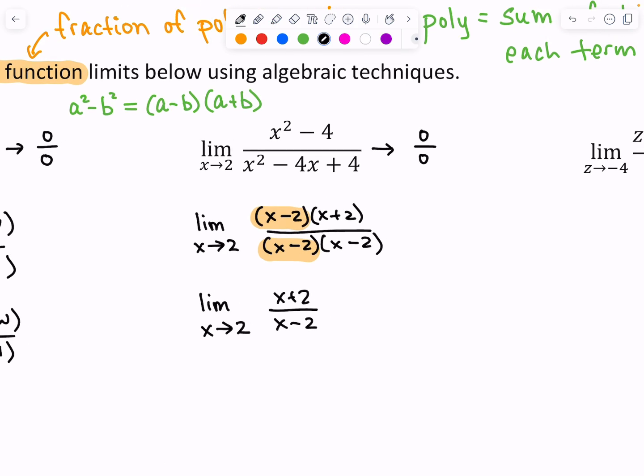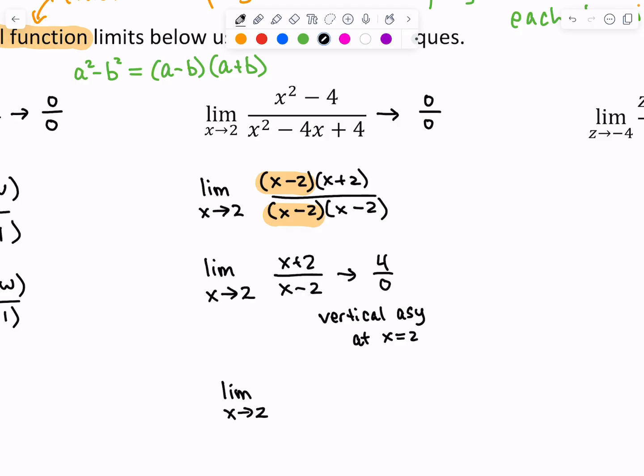But notice this new function is still discontinuous at 2. In fact, it approaches 4 over 0. 4 over 0 is not an indeterminate. In the case of a rational function, this means that we're going to have a vertical asymptote at x equals 2. With rational functions, whenever you get a non-zero over 0, that'll be the indication that you have a vertical asymptote, which means that the limit as x approaches 2 of this function does not exist.